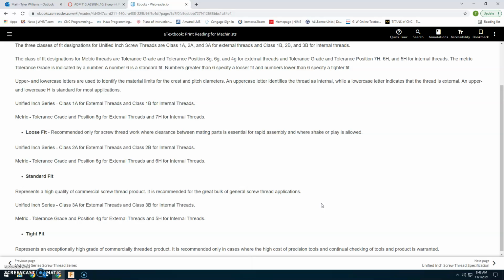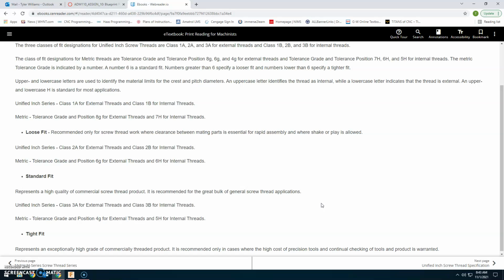The class of fit designations for metric threads are tolerance grades and tolerance positions. 8g, 6g, and 4g are for external threads, and tolerance grade and tolerance position of 7H, 6H, and 5H for internal threads. The metric tolerance grade is indicated by a number. A number 6 is a standard fit. Numbers greater than 6 specify a looser fit, and numbers lower than 6 specify a tighter fit.